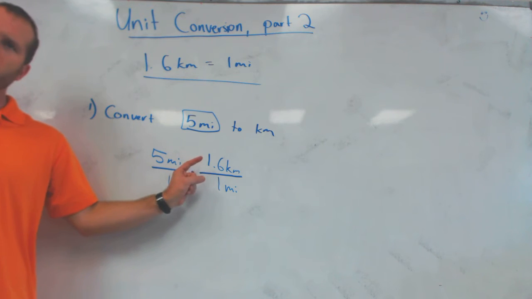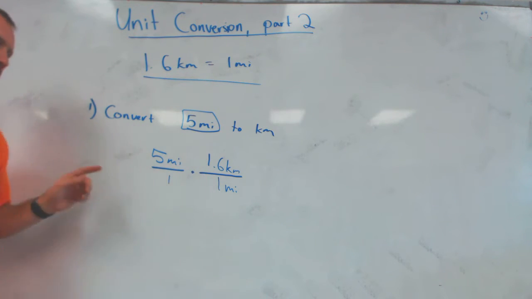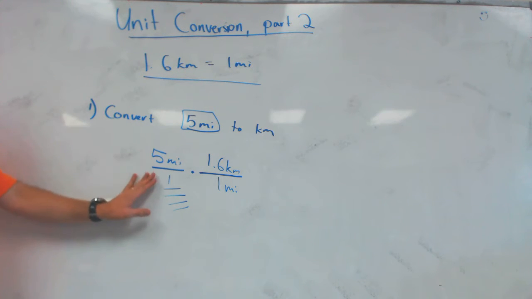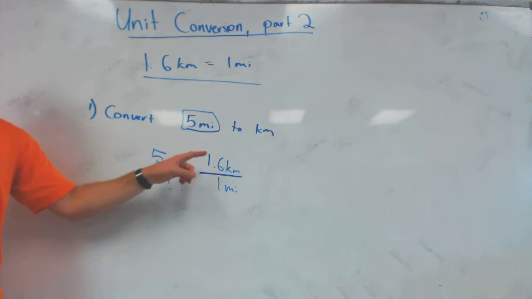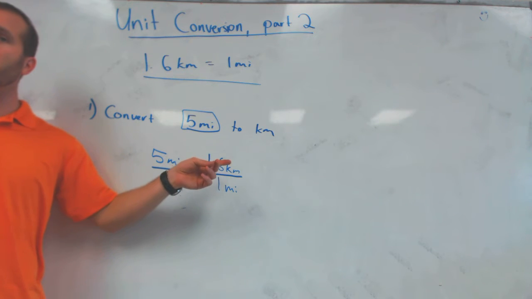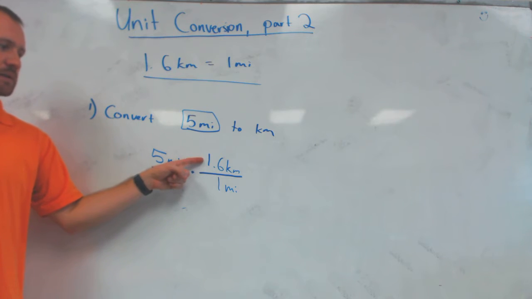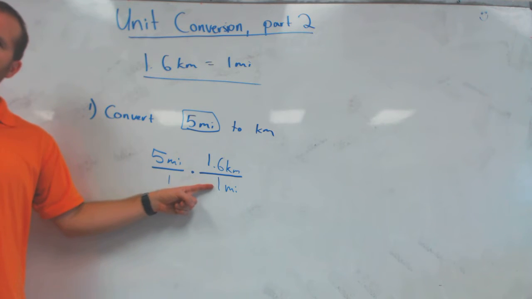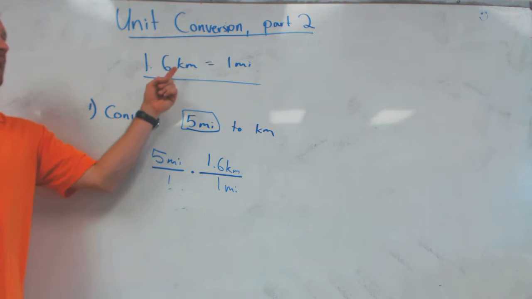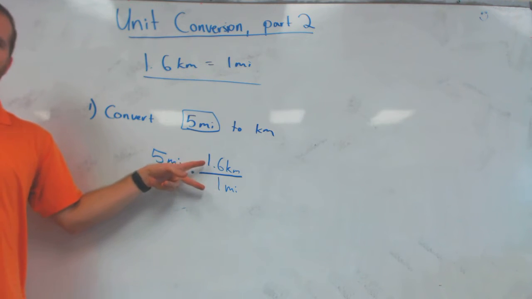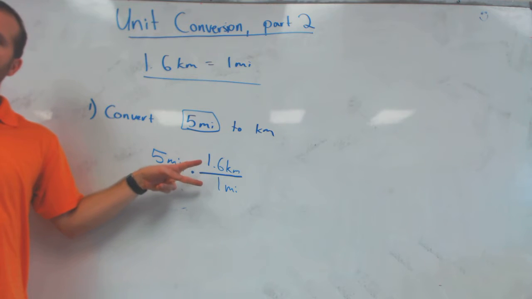Whenever you're writing these fractions, not the first one. The first one is just a number, right? This is not a unit multiplier. This is different. But all the other fractions you write will be unit multipliers. You should be saying in your head, is 1.6 kilometers equal to 1 mile? Is that true? Yeah, it is, because that's the conversion factor I was given. Every fraction you write, the top is equal to the bottom.